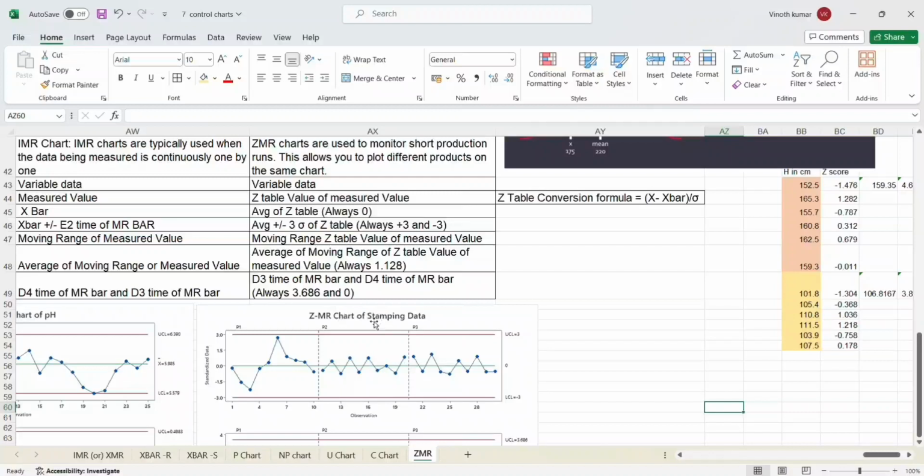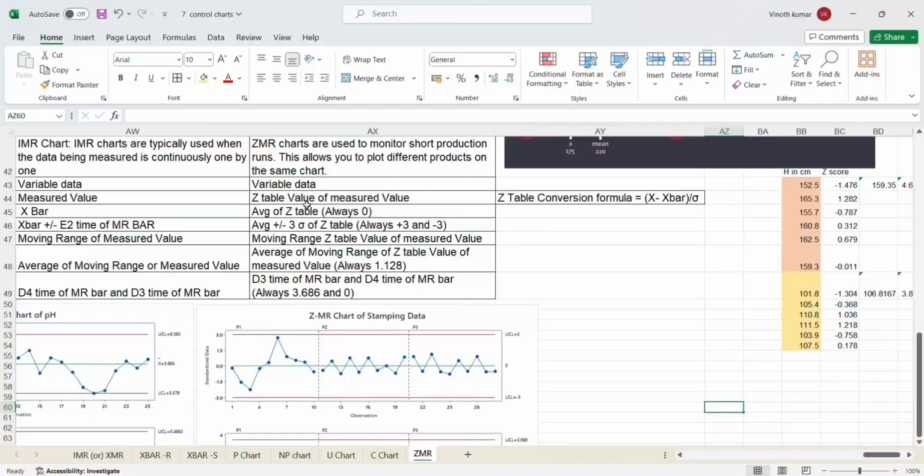So this chart helps us to measure different kinds of measurements, short production runs on the same machine. Still we will be able to compare it in a chart, and that is the unique feature of ZMR chart. And what are the formulas? The formulas are very simple.